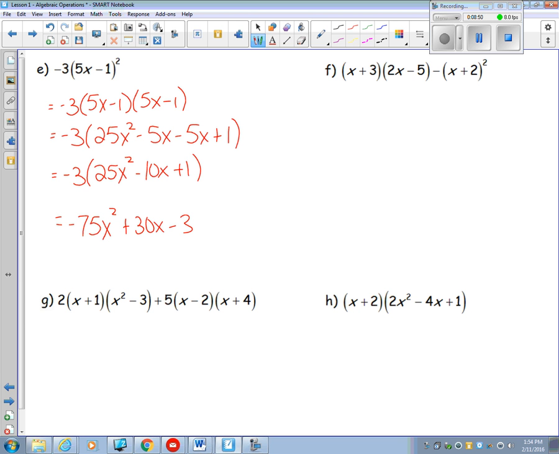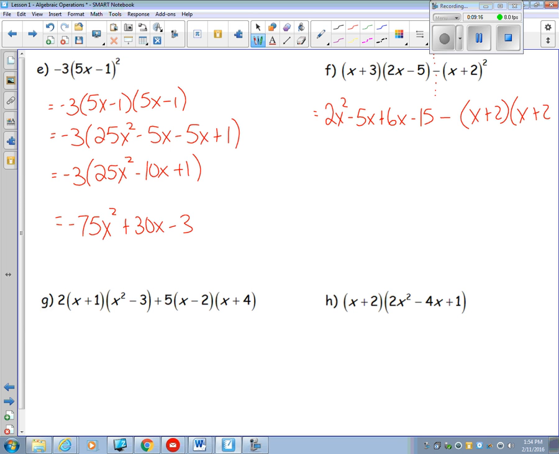Okay, take a look at F. I see 2 parts to the question. I say 2 parts because I see a minus sign between brackets. It's basically like separating my equation into 2 separate parts. The first part, we're going to FOIL it. x times 2x, 2x squared. x times minus 5 is minus 5x, plus 6x minus 15. Minus, okay, I see a bracket squared. Oh, a bracket squared, I will have to write it out twice.